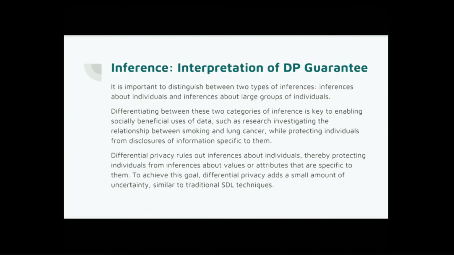In interpreting this language, it's important to distinguish between two different types of inference. Inferences about individuals and inferences about large groups of individuals. This is key to enabling socially beneficial uses of data, such as research investigating the relationship between smoking and lung cancer, while protecting individuals from disclosures of information specific to them. You can argue that differential privacy rules out inferences about individuals, thereby protecting individuals from inferences about values or attributes that are specific to them. To achieve this goal, differential privacy adds a small amount of uncertainty, similar to traditional SDL, statistical disclosure limitation techniques, but doesn't protect against the latter type of inferences, those about large groups of individuals.